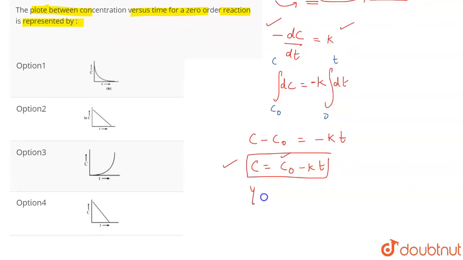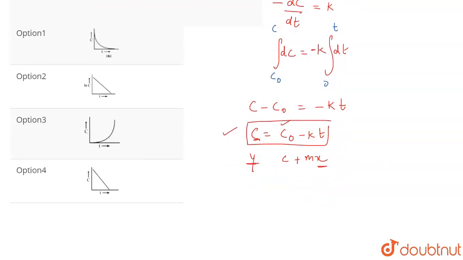Fine. Now if we compare it with the equation of a straight line, which is y is equal to mx plus c, what do we observe? That the curve that is plotted between y, that is C, and t, that is x, is going to be a straight line with a negative slope, right? Because the slope is negative, so the curve will be something like this: C and t. The curve will be plotted between C and t, and the curve will have a negative slope, right? It will have an intercept of C naught, and the slope will be equal to minus K, right?